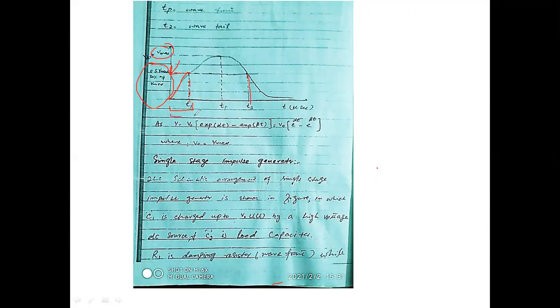And now this is the wave tail. The time required to come down, the falling wave. So this is the rising, and this is the falling wave. During its decay, if it reaches 50% of its peak value, this time will be T2, and we call it the wave tail.